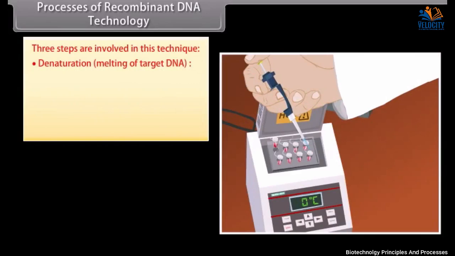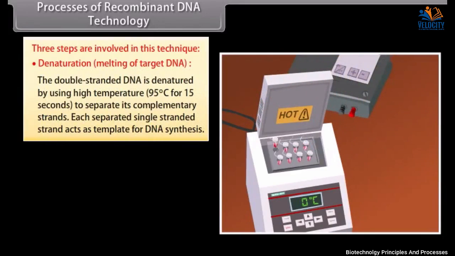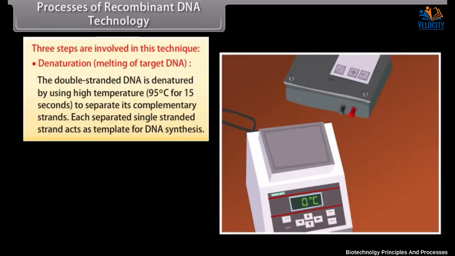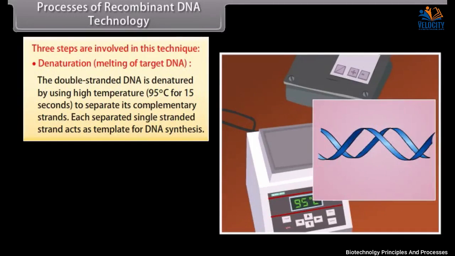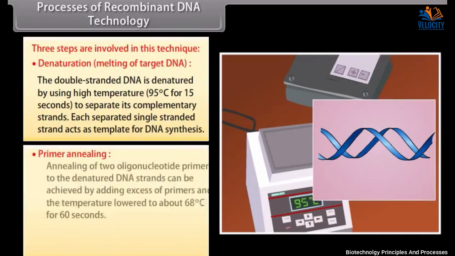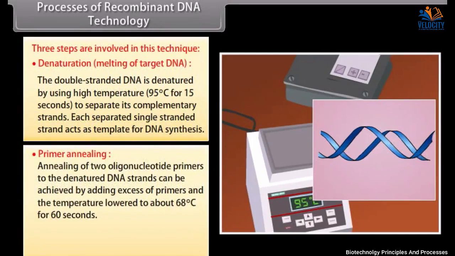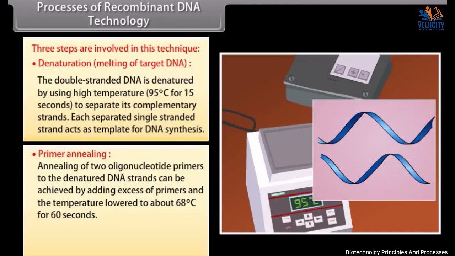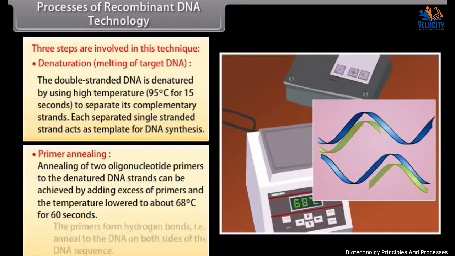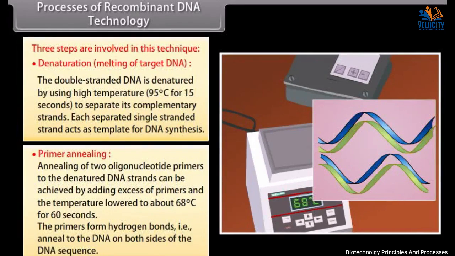Denaturation, melting of target DNA. The double-stranded DNA is denatured by using high temperature, 95 degrees Celsius for 15 seconds, to separate its complementary strands. Each separated single-stranded strand acts as template for DNA synthesis. Primer annealing. Annealing of two oligonucleotide primers to the denatured DNA strands can be achieved by adding excess of primers and the temperature lowered to about 68 degrees Celsius for 60 seconds. The primers form hydrogen bonds and are annealed to the DNA on both sides of the DNA sequence.